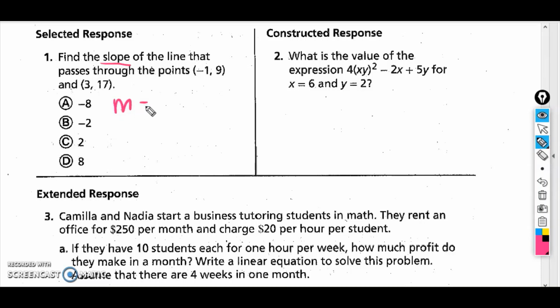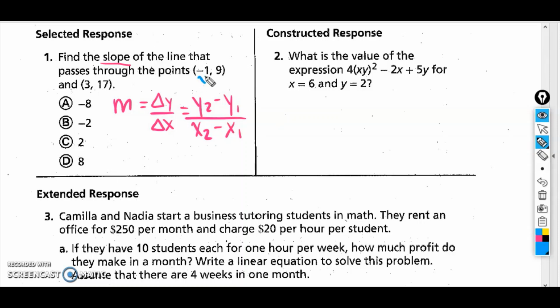Slope is how much your y changes over how much your x changes, which is the same as rise over run. So delta y over delta x is the same as rise over run, or subtracting the y's over subtracting the x's. So you might also see it like this: your second y minus your first y over your second x minus your first x. Okay, so let's look at the information they gave us.